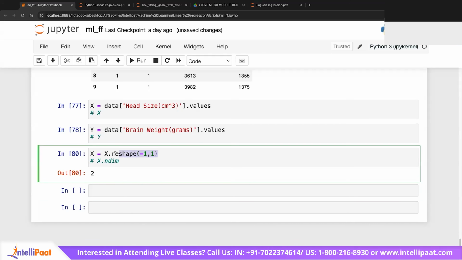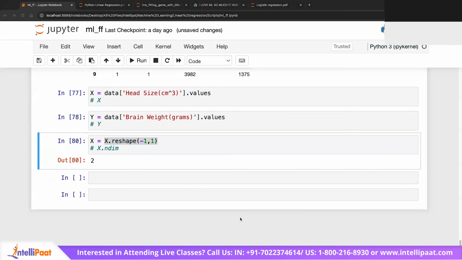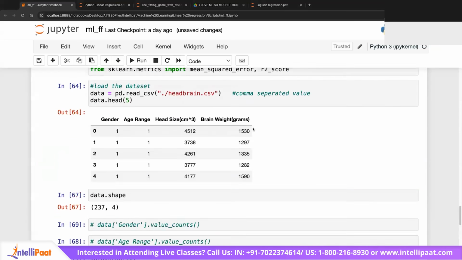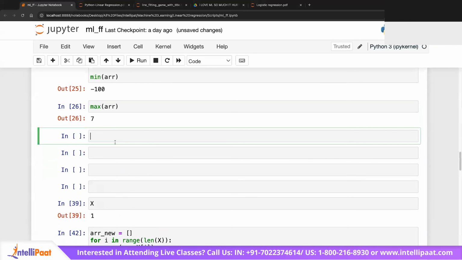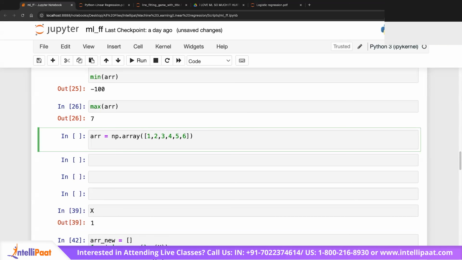Oh, you don't know how reshape works? Okay. Have you ever performed something called reshape in NumPy? Okay. Sure. Listen to me carefully. Array is equal to np.array and pass any number inside it. 1, 2, 3, 4, 5, 6. There is a name of a method called array.reshape.